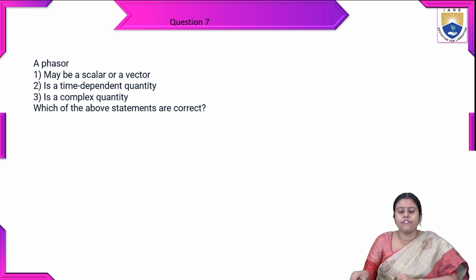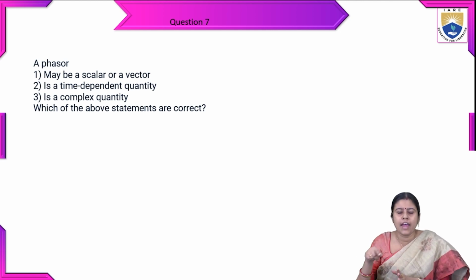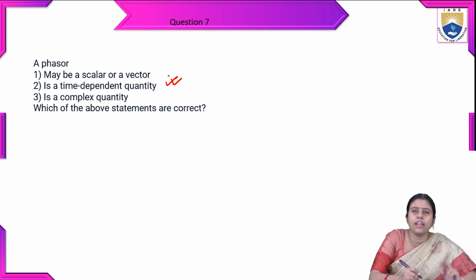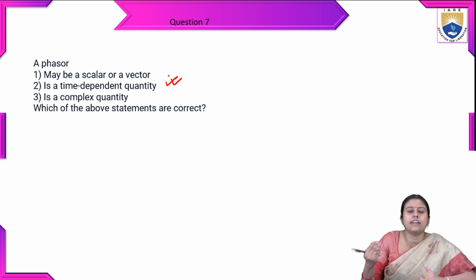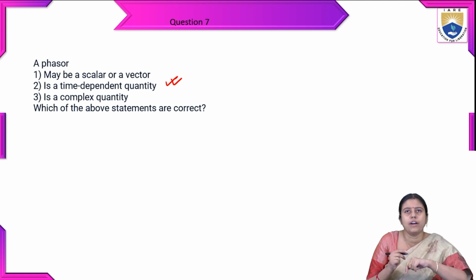So, what is a phasor? Phasor means the pictorial description of any time depending quantity. If anything is changing with the time, we can draw it in a pictorial diagram, and this is called the phasor. So the first one is correct. It is a time dependent quantity.